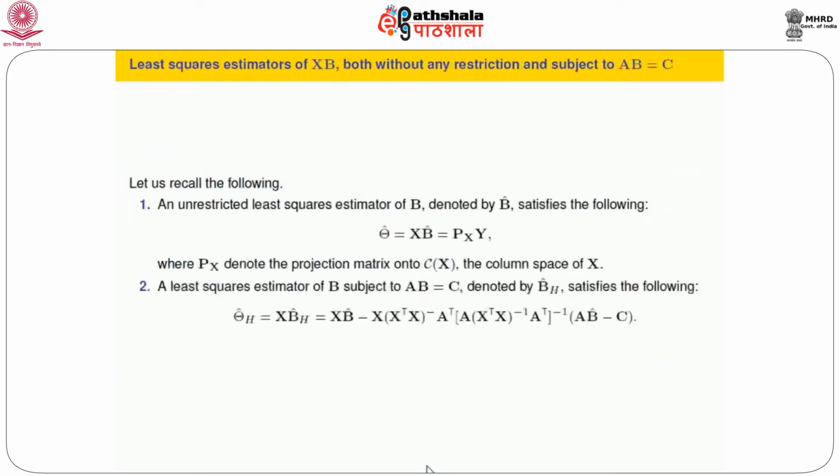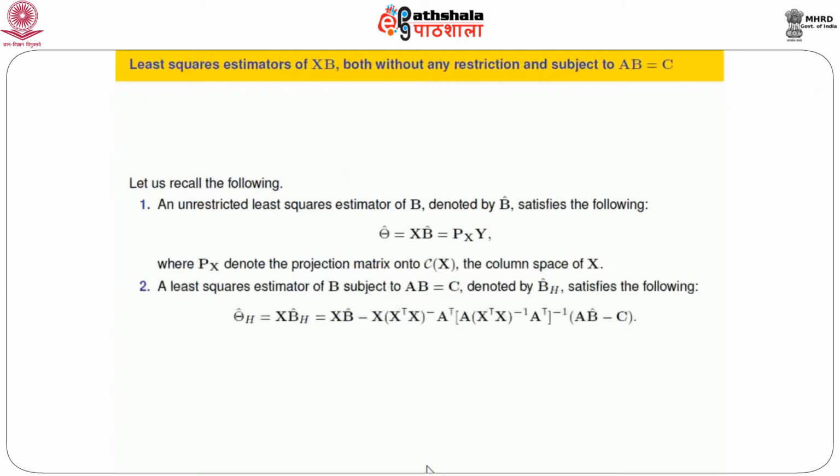So let us recall the following. The development of the test procedure is in successive steps. This is one of the things that we should remember. Our unrestricted least squares estimator of B, denoted by B hat, satisfies the following: theta hat = X B hat = P_X Y. What is P_X? P_X is the projection matrix onto the column space of X. And the least squares estimator of B subject to AB = C, assumed to be a consistent system, denoted by B hat_H, satisfies the following: X B hat_H = X B hat minus etc. And this X B hat_H we denote by theta hat_H.